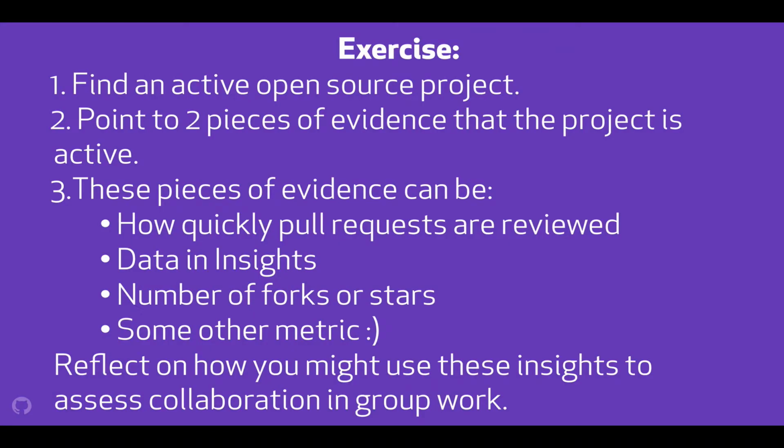So for our last exercise in this module, we're going to do a bit of exploring on github.com. And I'm going to ask you to find an active open source project and point to two pieces of evidence that the project is active. Those pieces of evidence can be how quickly the pull requests are reviewed. You can play with the data available in the Insights tab.